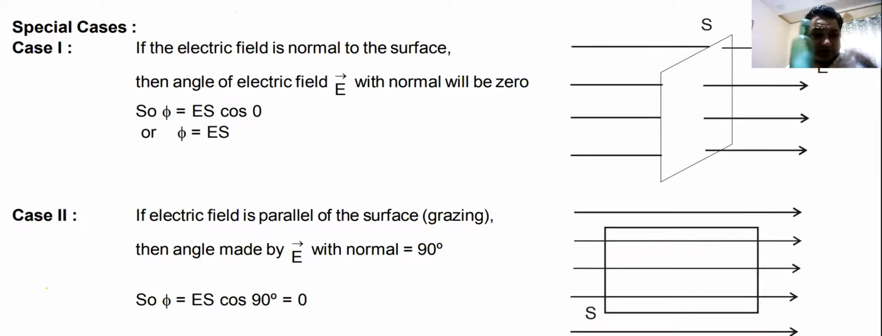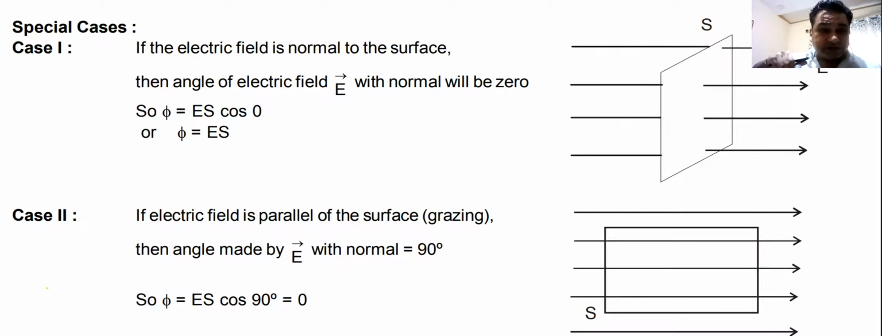Every surface has an area. Area is treated as a vector quantity. How do you take the direction of the area vector? If it is a closed surface, the area vector is always perpendicular and going out. So for this surface, it is always perpendicular and going out. But if it is an open surface, the area vector direction is not defined. It can be inner perpendicular, it can be outer perpendicular.